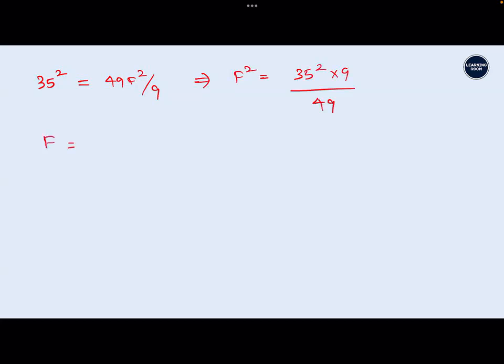So F will be equal to square root of 35 square, which is 35, into square root of 9, which is 3, divided by square root of 49, which is 7. This will cancel 5 times. So F will be equal to 15 Newton. And F2 will be equal to 5 by 3 times F, which will give you 25 Newton.